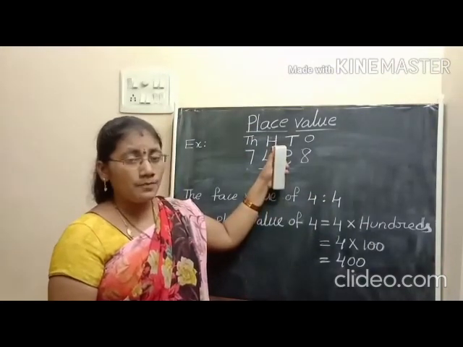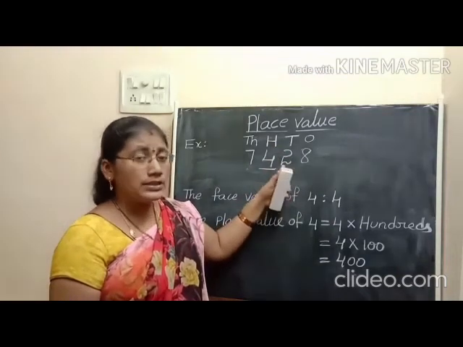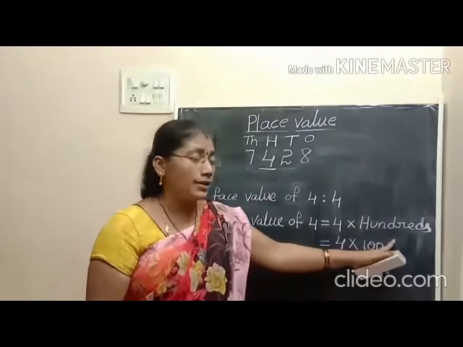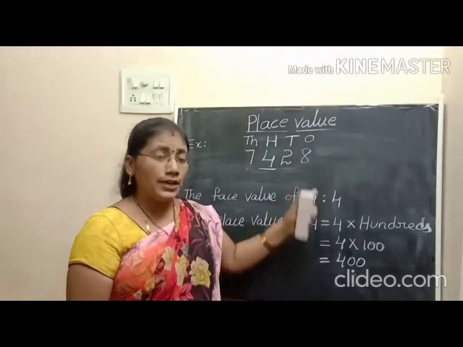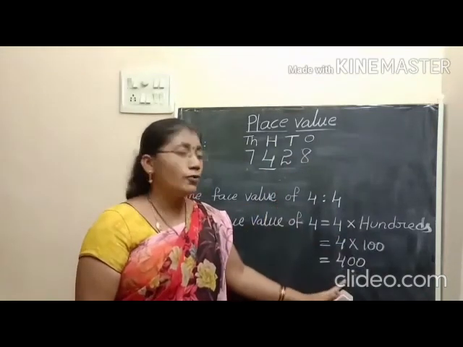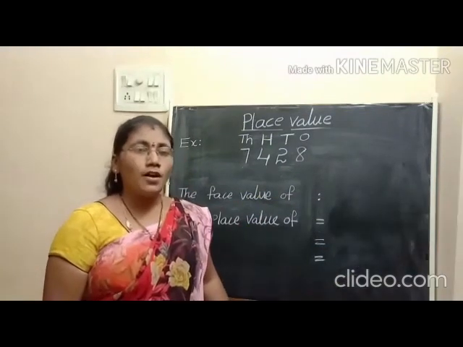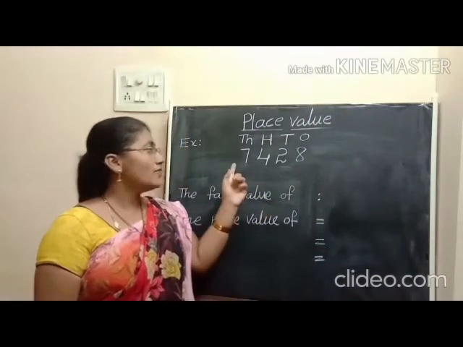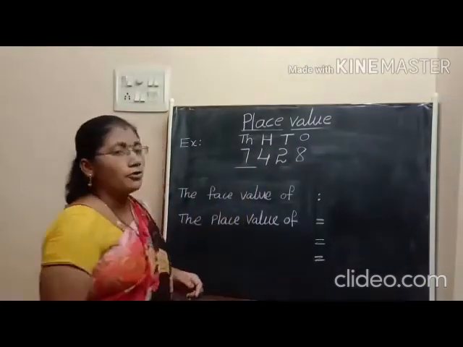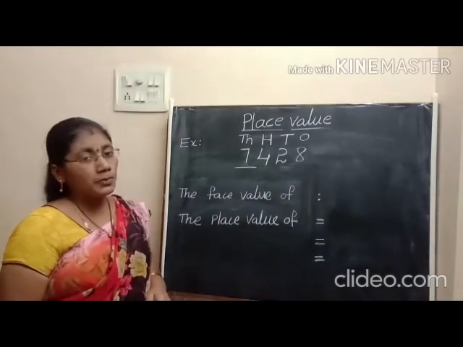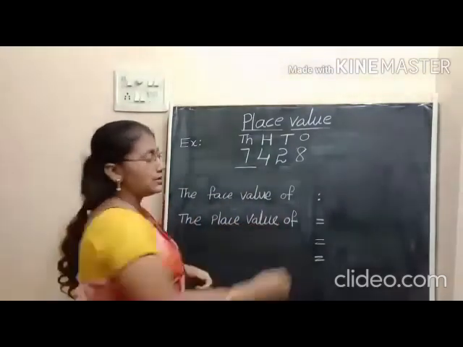Understood, children? If 4 is in tens place, then we get 4 into 10, 40. If it is in ones place, we get 4 into 1, 4 only. Have you understood, children? Now, I am going to take the place value of 7. Let us see how to write place value of 7. Before going to place value, we should write face value of 7.